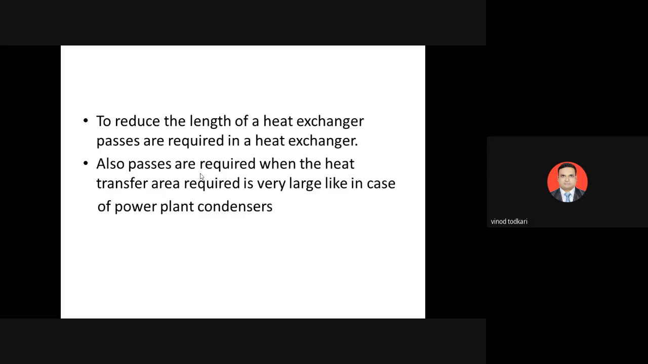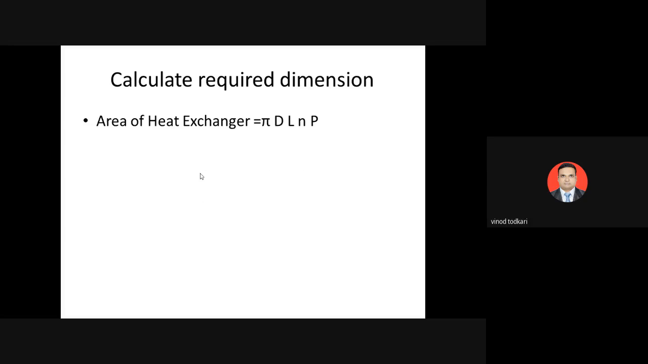Okay. Now once we know that area, we can work out the number of tubes or number of passes. Now see, area of the heat exchanger is equal to pi dl into n into p. Simple formula. What is pi dl? Area of a single tube. Let's say a tube in tube kind of heat exchanger is there, so the formula will be pi dl. If a shell and tube heat exchanger is there, area will be equal to pi dl into n into p.